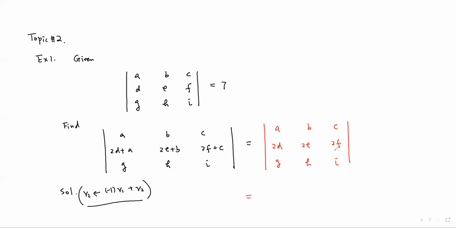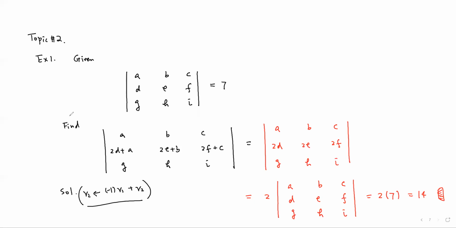On the second row, I see that the number 2 is a common factor. I can take out the number 2. So 2 times this determinant. But this determinant is 7. So 2 times 7 is 14. Done. So this determinant is equal to 14.